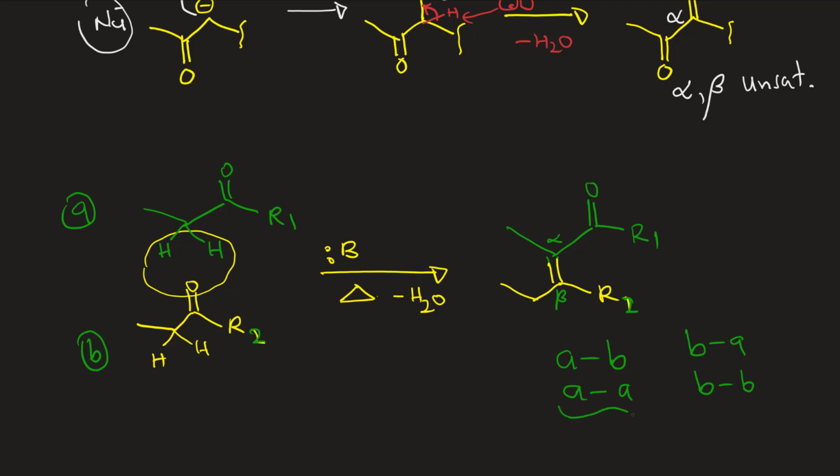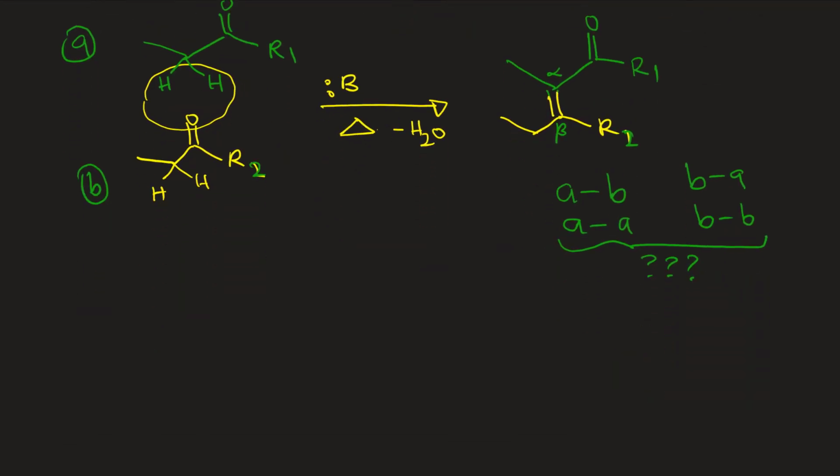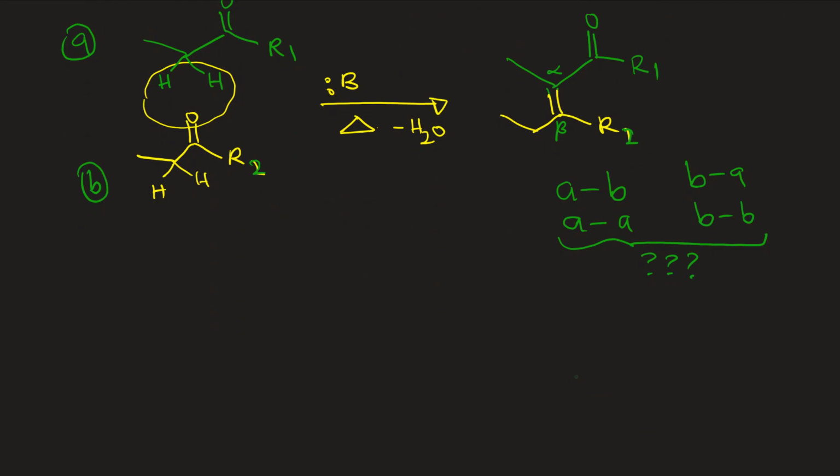You can actually mathematically combine A to the B, B to the A, A to the A, B to the B. Now this is going to give you a terrible mixture. Now we don't want terrible mixtures in reactions, right? We want to have our target product. So what do we do? We can actually control that. So how do you control?